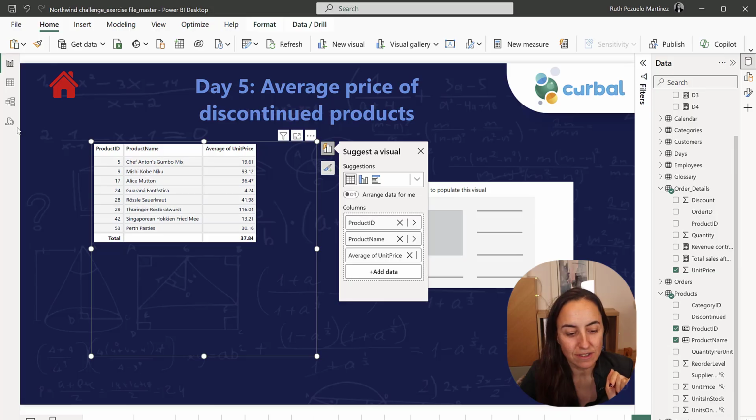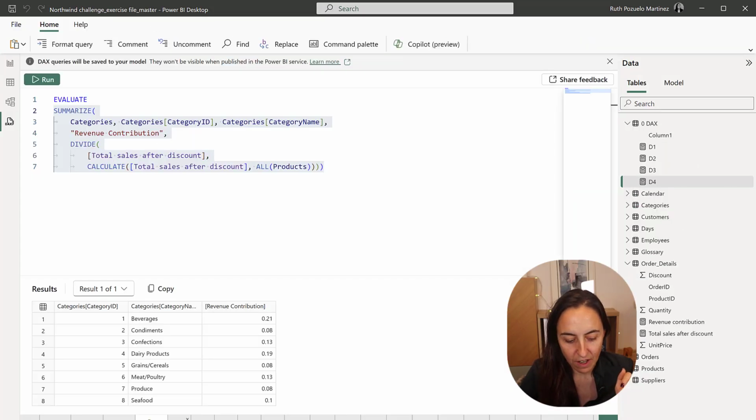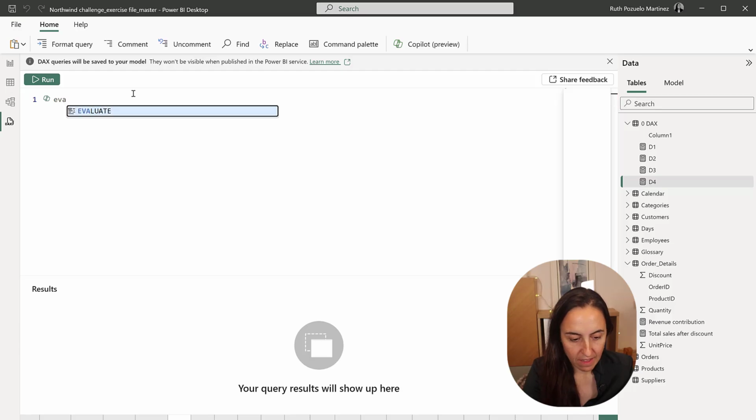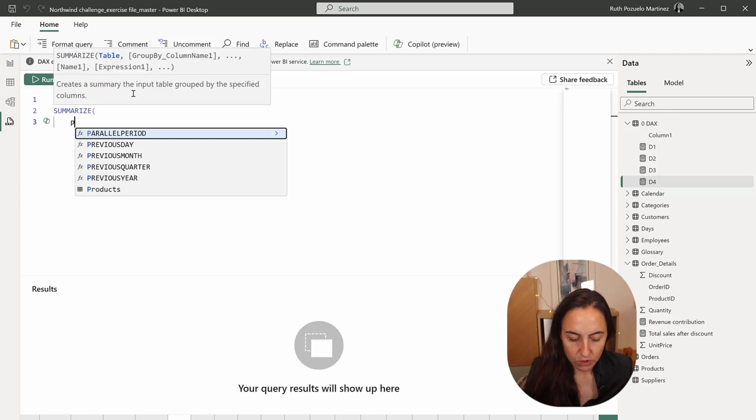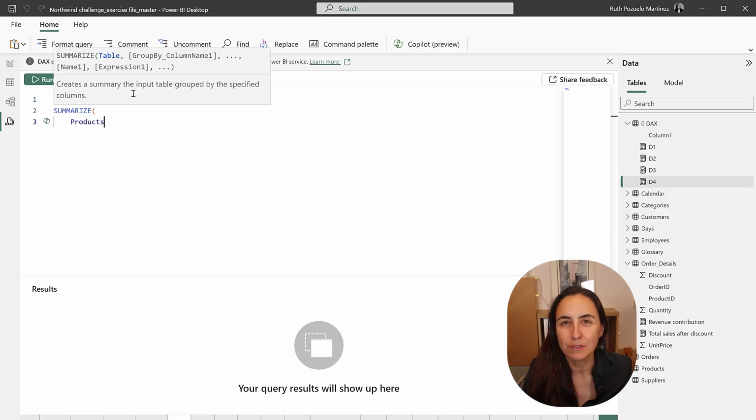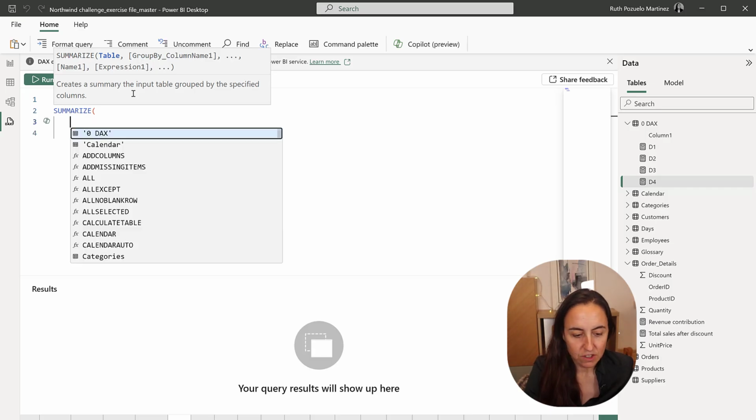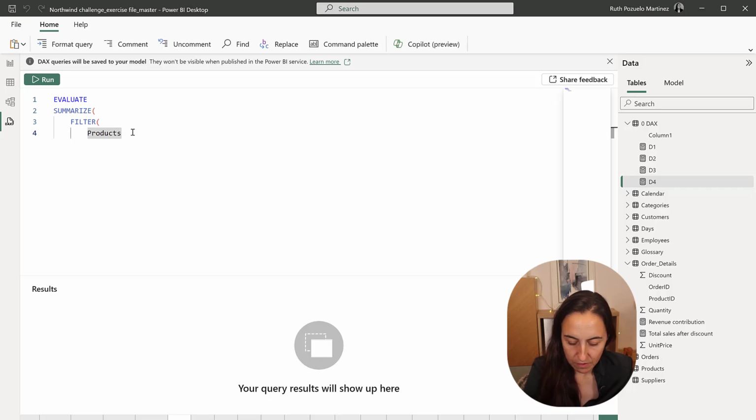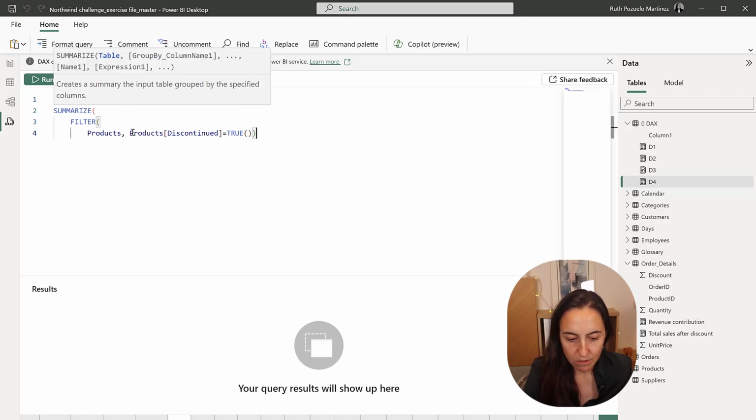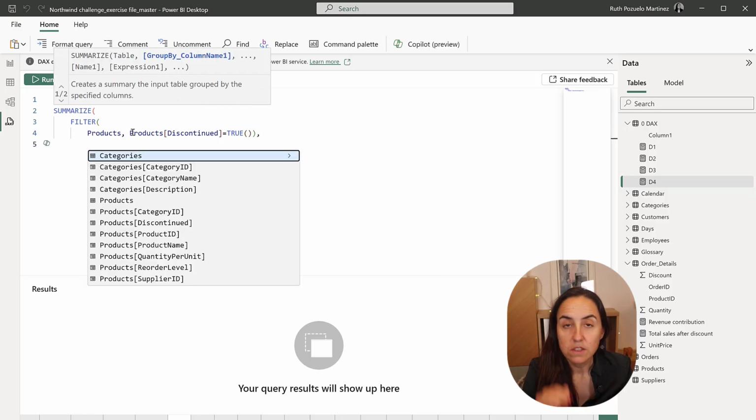Okay, so let's go to the DAX query and try to figure out how to create that. As I mentioned before, it's the same pattern as we've used before. So SUMMARIZE, and then we're going to have the products table. But the products table, we don't want the entire products table. We just want the discontinued products. So here, I'm actually going to introduce a FILTER. And the filter is going to be product discontinued equal true. So the table that is going to be fed to SUMMARIZE now is going to be only for discontinued products.